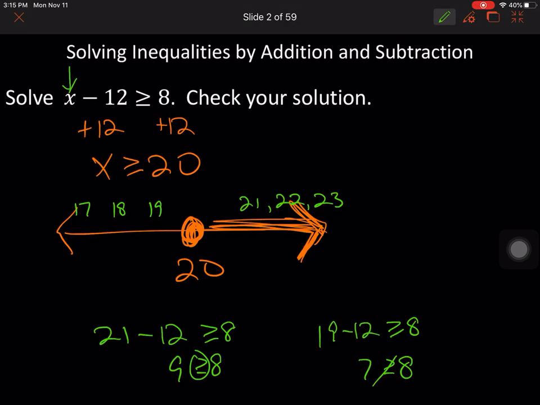So that is us checking our solution. If we pick a number in the shaded part of our graph, then it should give us a true statement. If we pick a number on the not shaded part of our graph, it should give us a false statement. We won't go through that checking every single time, but that's what checking your solution should look like.